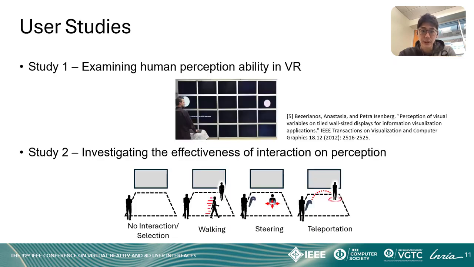We designed two user studies. The first user study is designed to evaluate human perception ability in VR. This study is motivated by earlier research work performed in the real-world setting and follows its study setup. As a result, our first study results can be compared to those obtained in the real-world settings. The second study is designed to investigate how users' interaction techniques could help users perceive visual variables accurately.